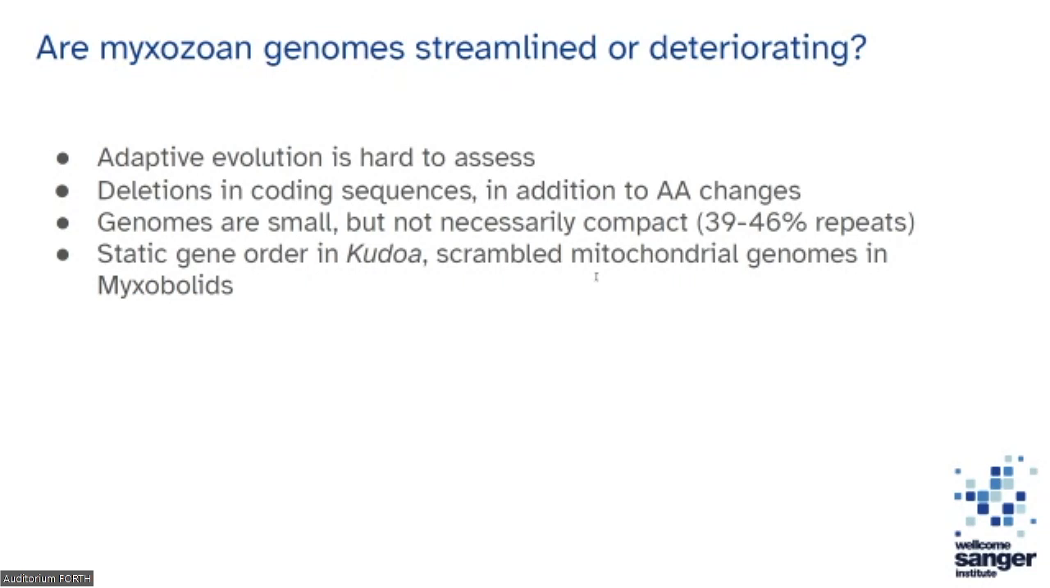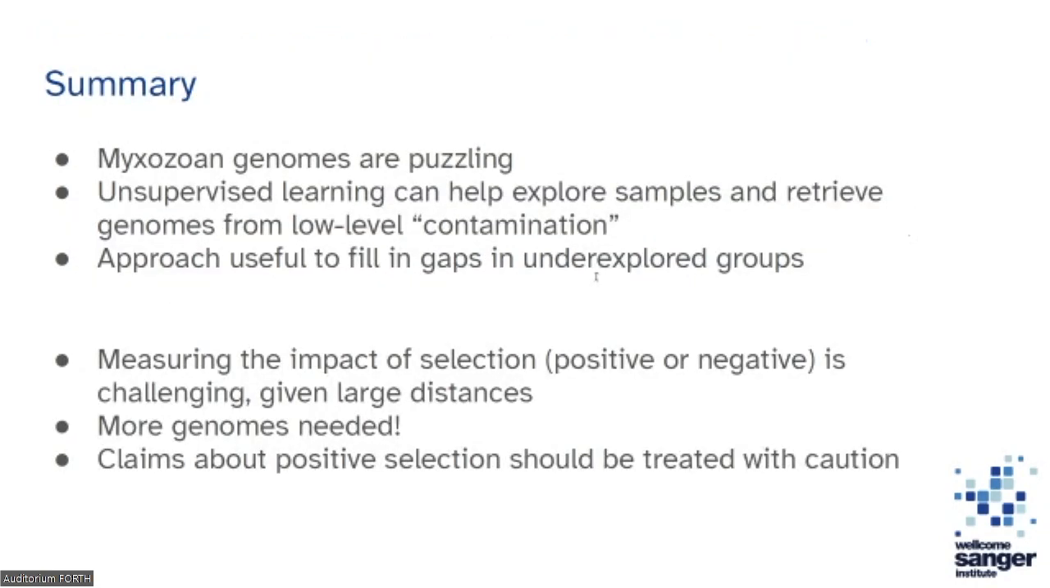And in Kudoa, gene order is really static, but it's not clear that that's to do with any sort of selection, because there are other groups within myxozoans where if you look at the mitochondria, they're incredibly scrambled to the point where you can't make proper trees with them. So in summary, these things are really weird. Their genomes are really weird.